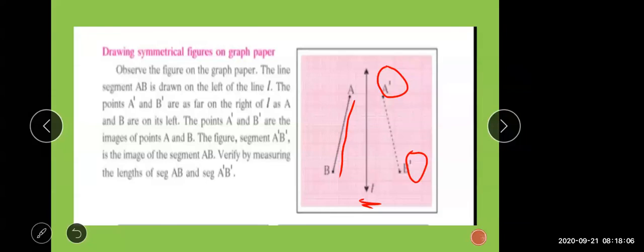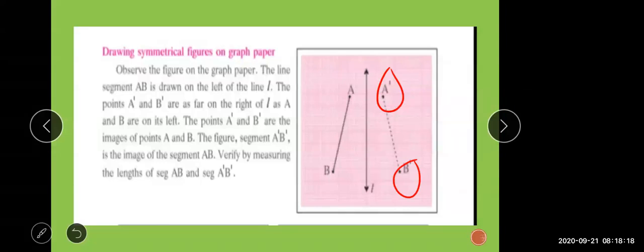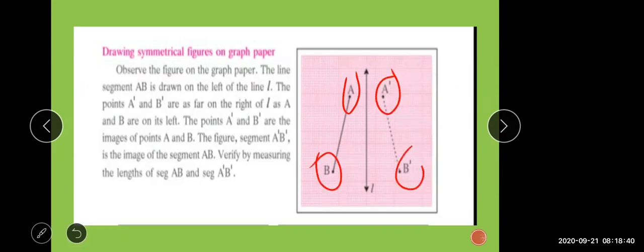मतलब जितने दूर पॉइंट ए और बी है उतने ही दूर राइट साइड में पॉइंट A1 और पॉइंट B1 है. सेम डिस्टेंस है दोनों में. जितना लेफ्ट साइड में ए एंड बी है उतना ही राइट साइड में A1 और B1 है. So the point A1 and point B1 are the image of point A and B. अभी देखो पॉइंट A1 और B1 क्या है. पॉइंट A की इमेज है पॉइंट A1 और पॉइंट B की इमेज है पॉइंट B1.